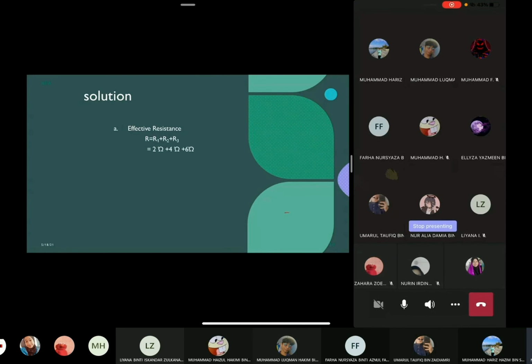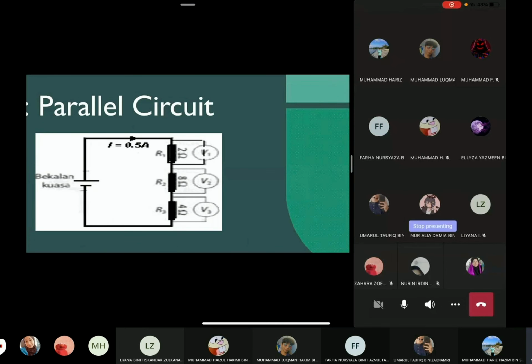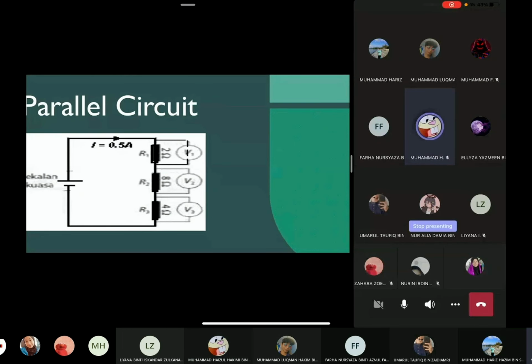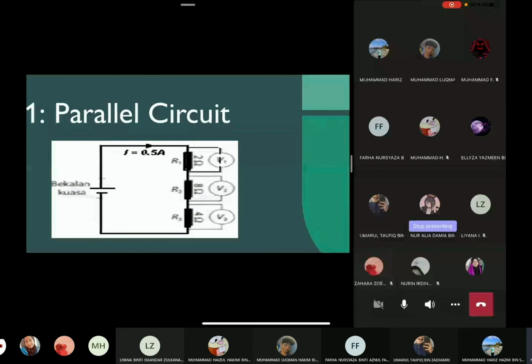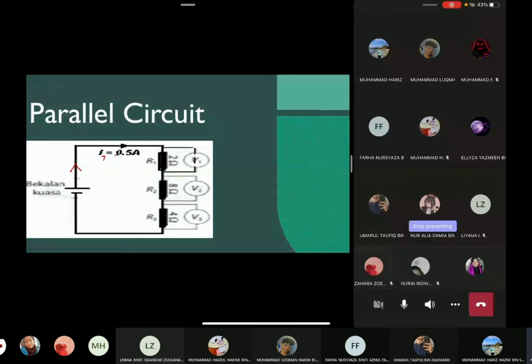Okay. So just now we got the answer 12 volt and for current, we used the formula earlier. Right. Next question. The figure shows an electric circuit with a current flow of 0.5. Can you see that 0.5? So is this I total or I1 or I2? Is the 0.5 I1 or I2 or I3 or I total? I total. Okay, the meters are in parallel to the resistors. Okay, determine the value of V1. Okay, so what is V1?